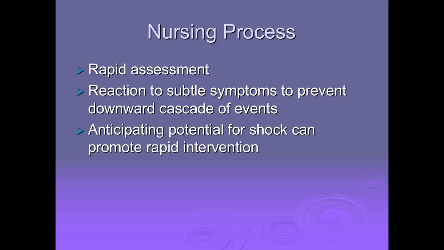Looking at the nursing process, priority nursing care requires a very rapid assessment and reaction to subtle symptoms to prevent a downward cascade of events. The nurse should anticipate potential for shock so that they can promote rapid interventions. So they should always be looking for signs and symptoms so interventions can be started quickly.